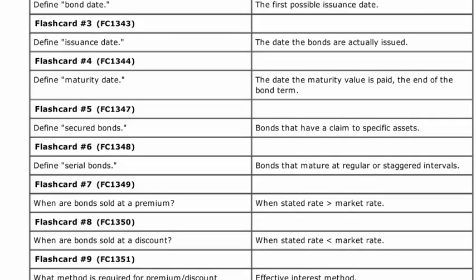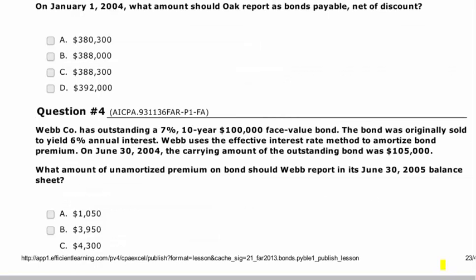We will do some problems here for better understanding. Let me go to the problems. Let us do problem question number 4. Can you read this question? Web Corporation has an outstanding 7% 10 years bond. $100,000 is the face value of the bond. The bonds were originally sold to yield 6% annual interest.